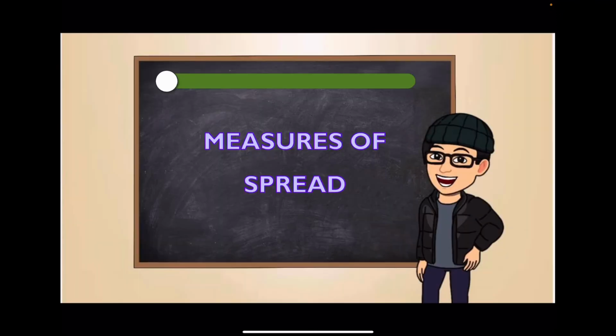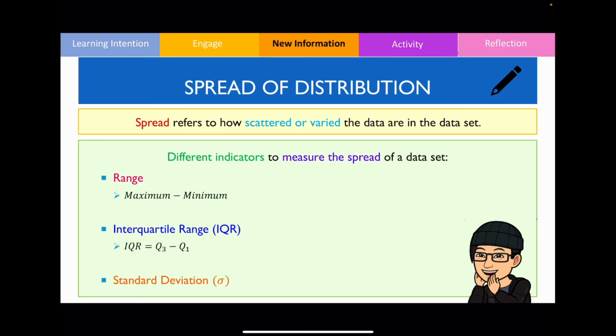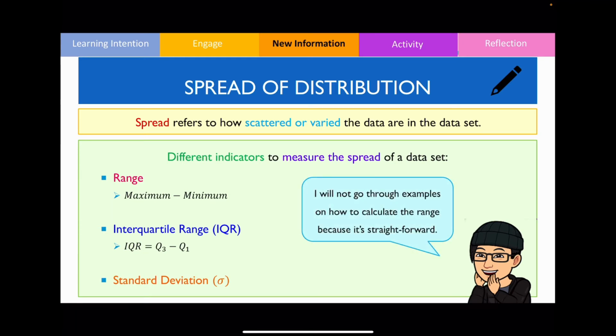The next thing that I would like to talk about are the measures of spread. In the previous video, we talked about how the spread tells us how dispersed or scattered the values are within the dataset, and that there are 3 ways that you could find the measure of spread. You could do this by finding the range, the interquartile range, or the standard deviation. However, for the purposes of this video, I'm not going to go through any examples of how to calculate the range, because I think this is relatively straightforward, as all you need to do is find the largest value and subtract the smallest value.